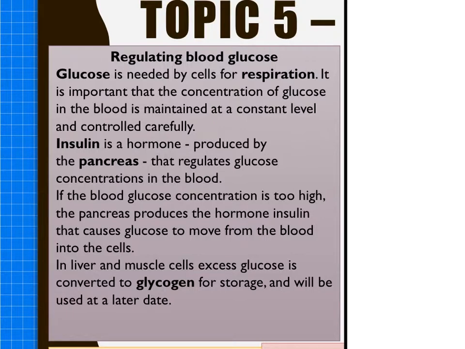One of the key homeostatic responses you're going to need to learn about is how we control blood glucose levels. Now, glucose, as you hopefully will know from paper 1, you need glucose for respiration. So your glucose in the blood needs to be maintained at a constant level, and you've got insulin, which is a hormone produced by the pancreas, and it regulates blood glucose. If it's too high, the pancreas produces insulin and it causes glucose to move from the blood into the cells. And as it says, in liver and muscle cells, excess glucose can be converted to glycogen for storage.